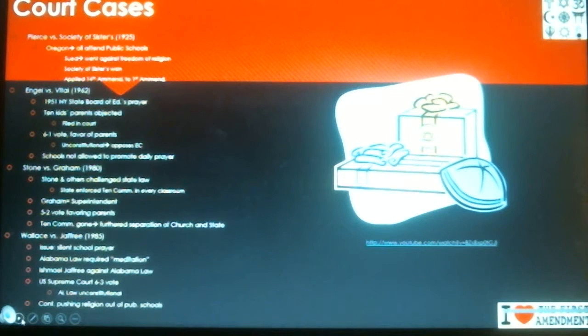Pierce versus Society of Sisters in 1925. Oregon wanted to require all to attend public schools. The Society of Sisters sued for going against their freedom of religion, and the Society of Sisters won. The 14th Amendment was applied to the First Amendment, freedom of religion.